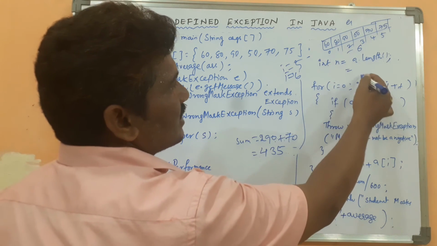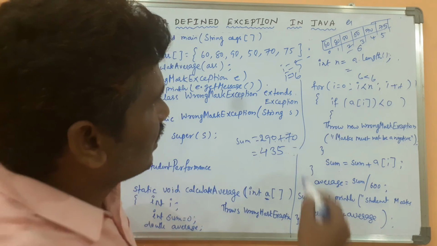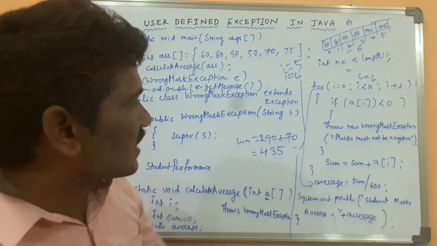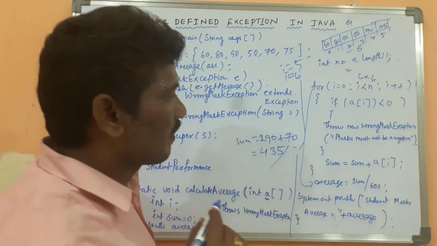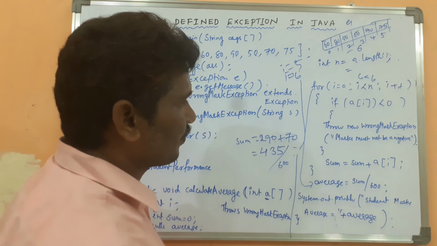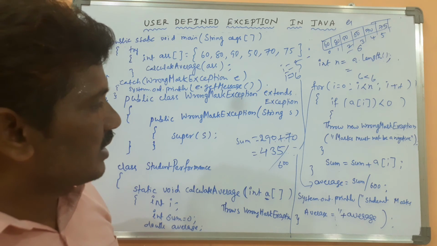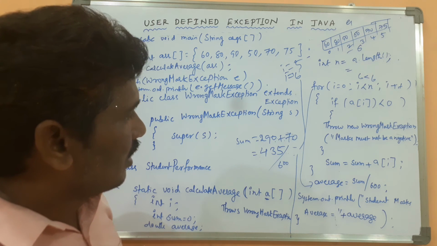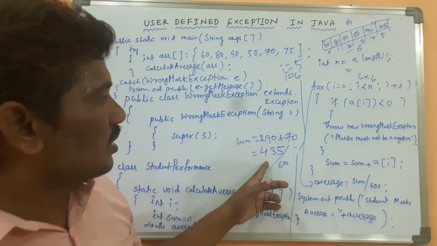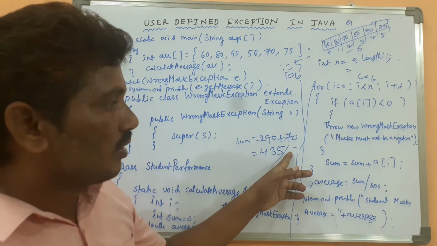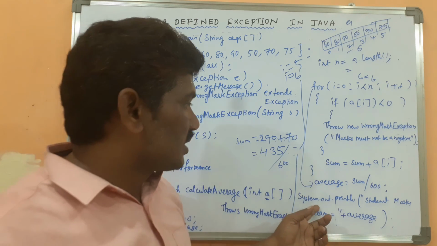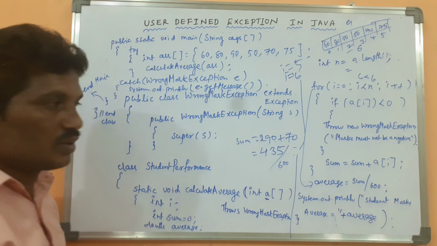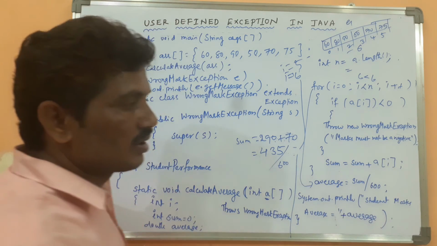Then 6 less than 6, the condition becomes false. Then it jumps out of the loop. What is the next statement? Average equals sum 435 divided by 600. Then we can get the average. Out of 600, you got 435. Okay. Then System.out.println, and the average will be displayed. Into 100, then you can get the correct percentage.